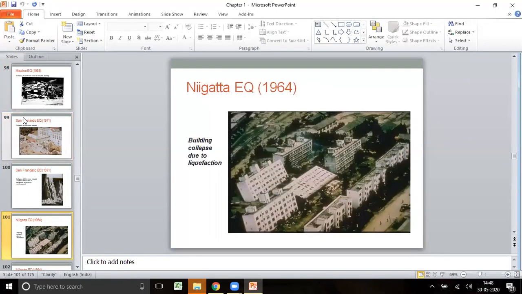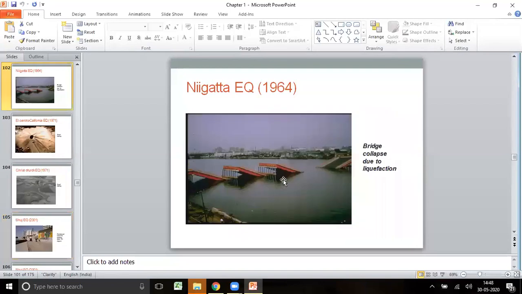And this is the 1964 Niigata earthquake in Japan, the collapse of the entire building. You can see the full building gets collapsed due to the liquefaction effect only. The earthquake-induced liquefaction causes such type of building collapse and failure. And this is also the same Niigata earthquake.